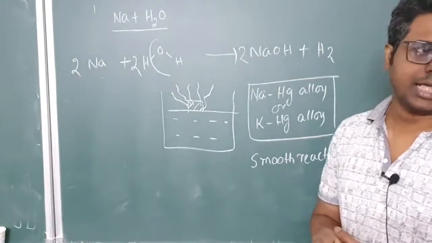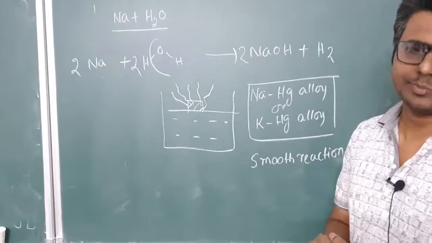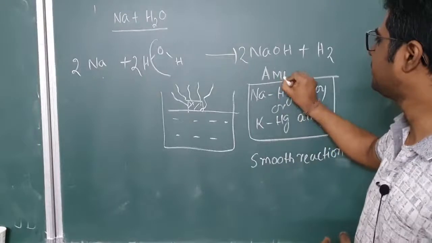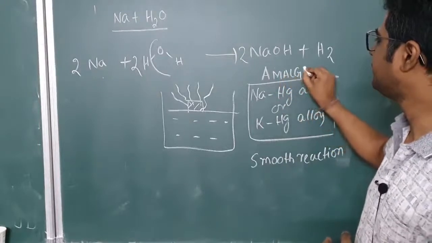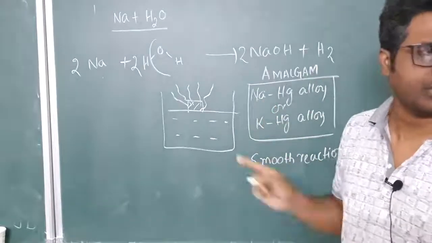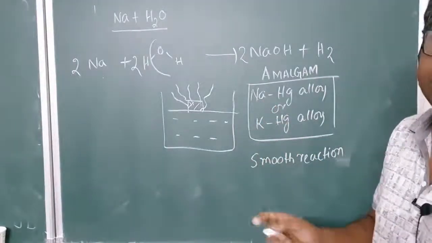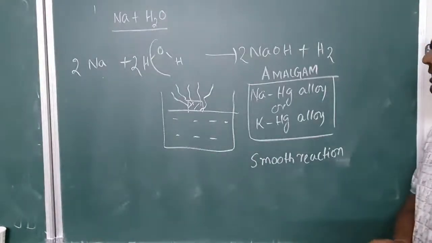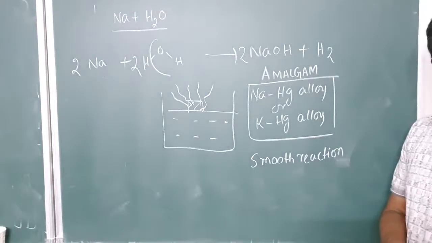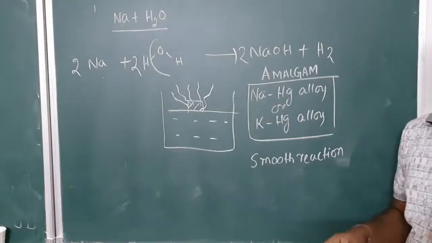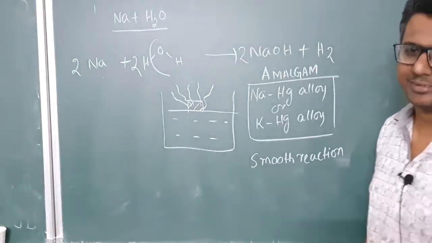Whenever a metal is alloyed with mercury, it has a special name. It is called an amalgam. So we call it sodium amalgam or potassium amalgam. And this process is called amalgamation. Amalgamation means nothing but mixing. So what will we use for a smooth reaction? Sodium amalgam or potassium amalgam with water. The reaction will be smooth, not violent. Okay?